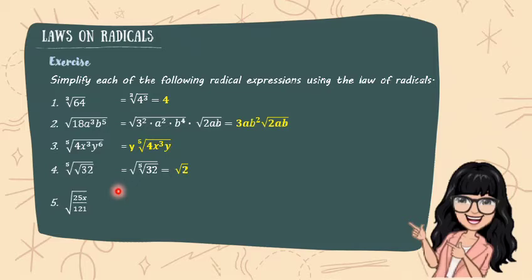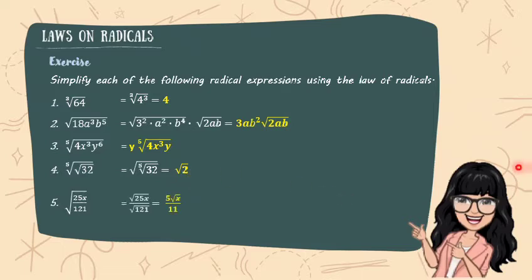So, we interchange our indices. We interchange 5 and 2. So our fifth root of square root of 32 now is equal to square root of fifth root of 32. Now, fifth root of 32 is equal to 2. So our final answer is square root of 2.